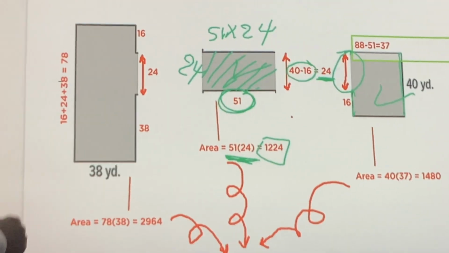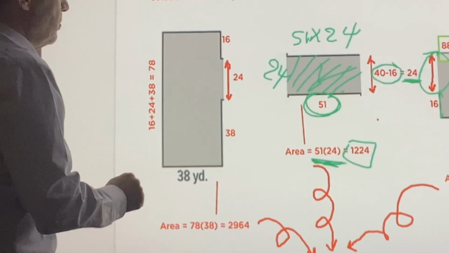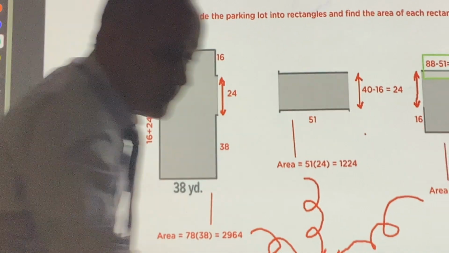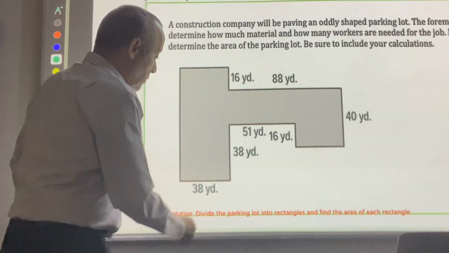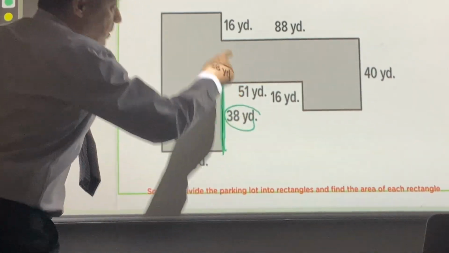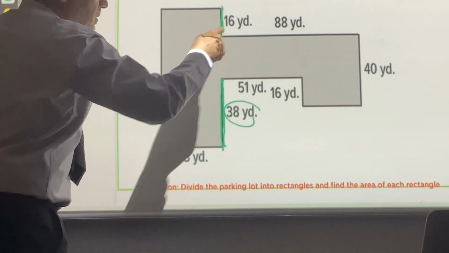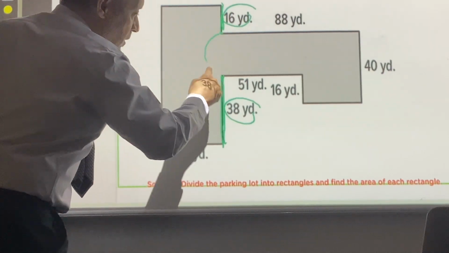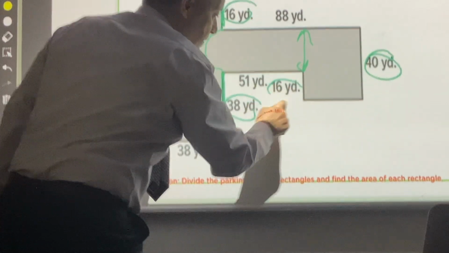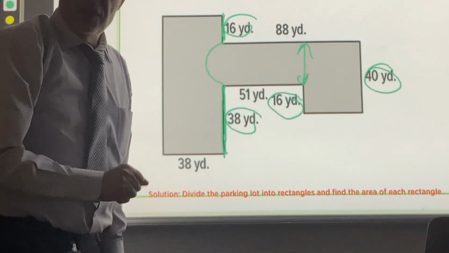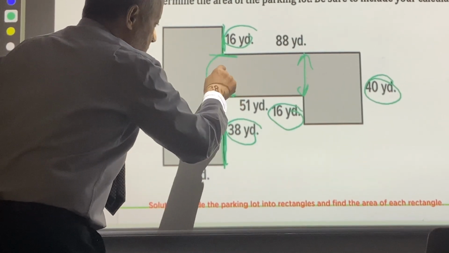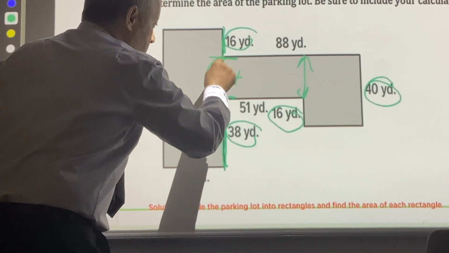Now we come to this one. This one is very simple. Look at the original shape. We have this part. How much is this part? 38. We have this part. How much is this part? 16. And this one, we found it here, you remember? Which is 40 minus 16, which is 24. So this part is 24.